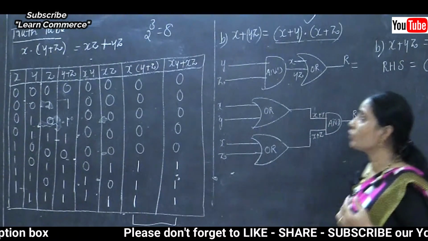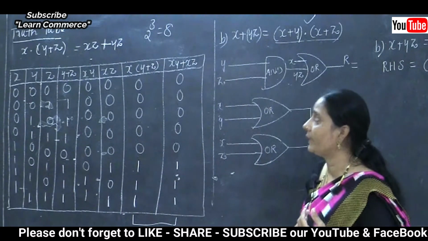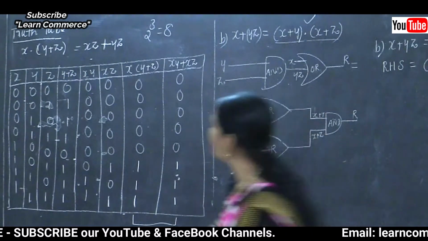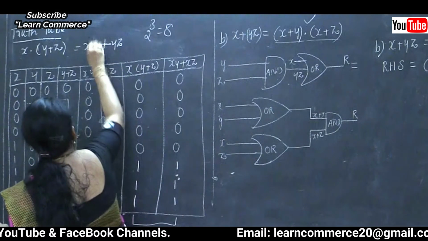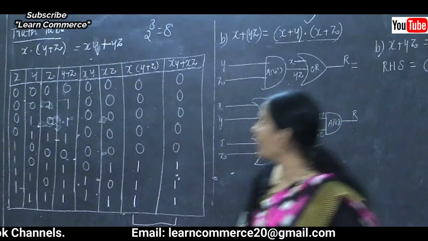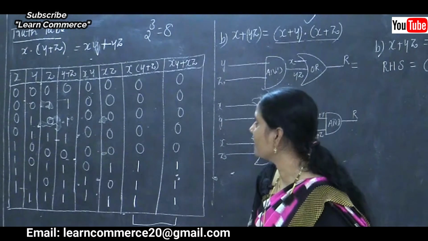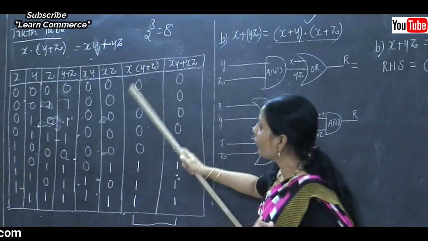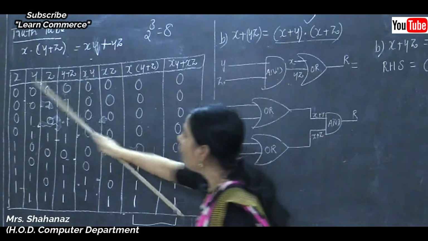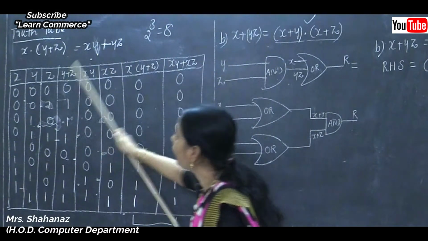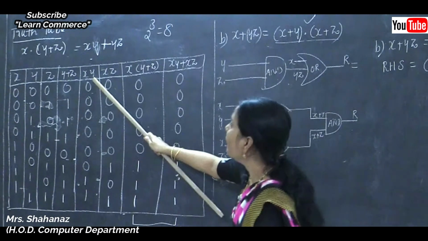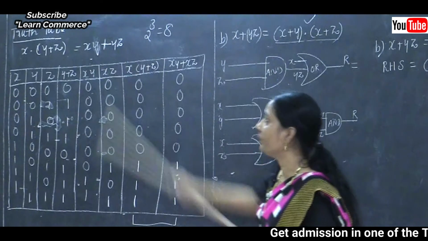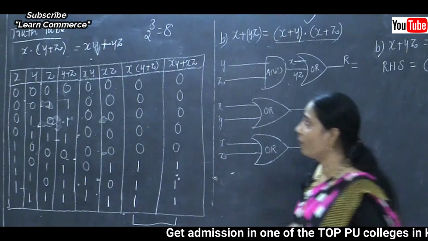Now I am going to check the right hand side. In our right hand side, the expression is xy plus xz. So first of all we need to take our fifth column, clear this point here? We need to take the fifth column, and also we need to take our next column, that is the xz column. Clear this point here?